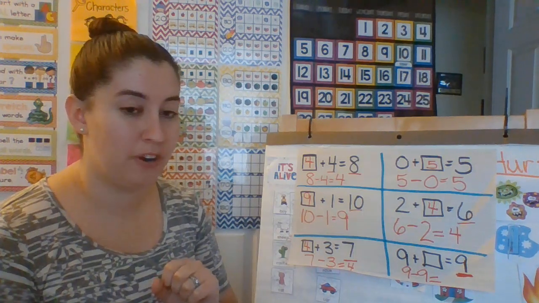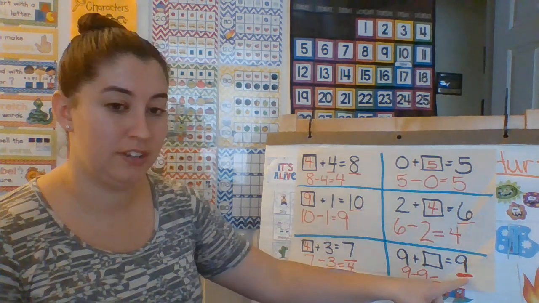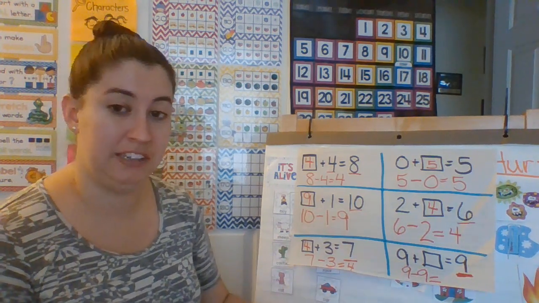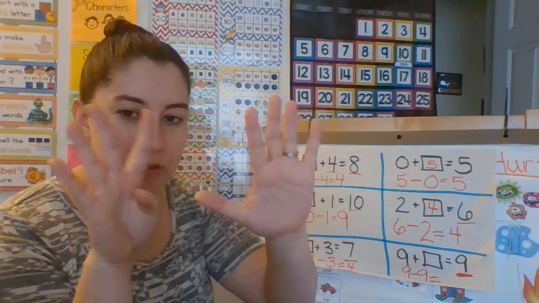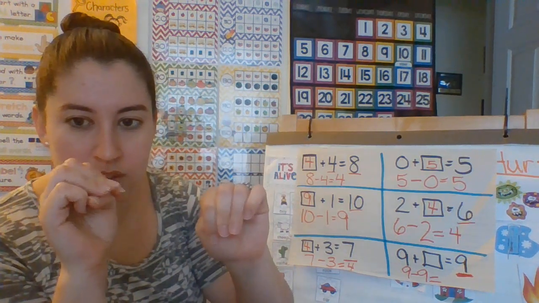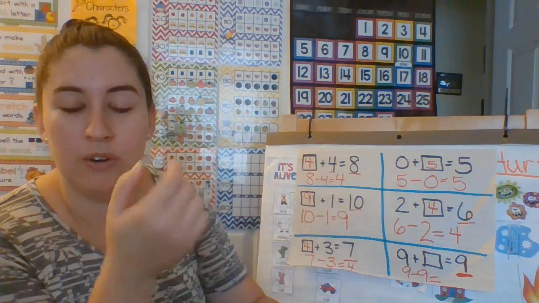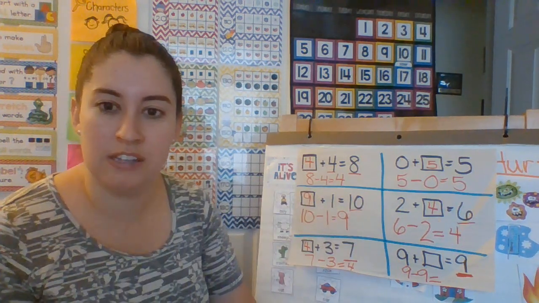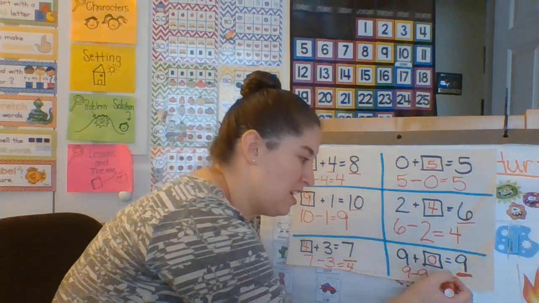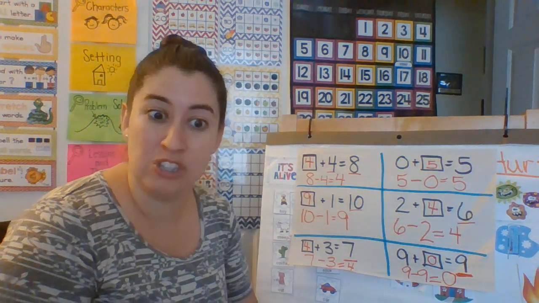Okay, so we started with our whole, which was 9. We then made a group of 9. So we started with 9, and then we took 9 and made a group. So if you take 9 away, how many do you have left? 1, 2, 3, 4, 5, 6, 7, 8, 9. You don't have anything left. So what's our answer? When you don't have anything, the answer is 0.